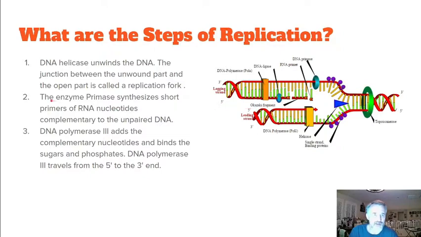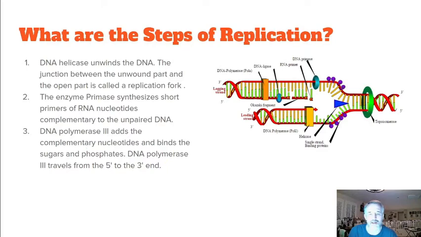Then you have this enzyme called DNA primase. This thing comes in and synthesizes a short series of RNA nucleotides that are complementary to the DNA strand. So this primase comes in here and gets it started. It primes it, if you will. It starts the basic little area where we're going to start putting together these nucleotides. And then you have DNA polymerase 3, which comes in and adds the complementary nucleotides and binds the sugars and the phosphate. DNA polymerase 3 travels only in one direction, which is kind of important. It travels from the 5' to the 3' end.